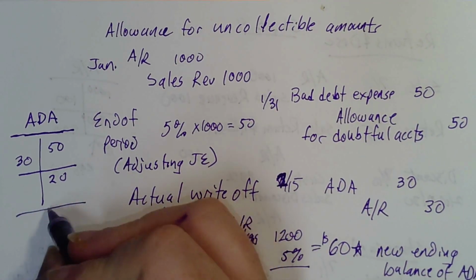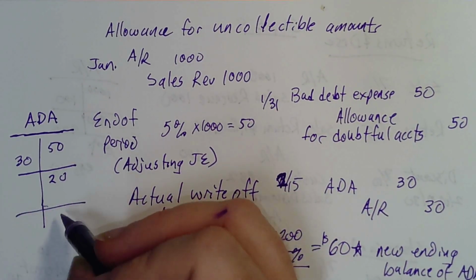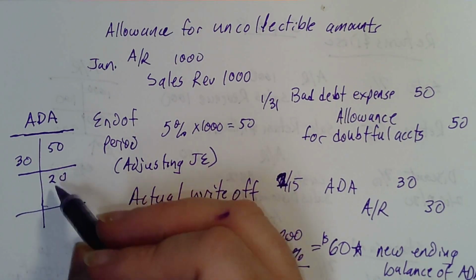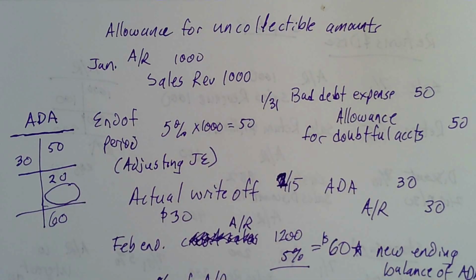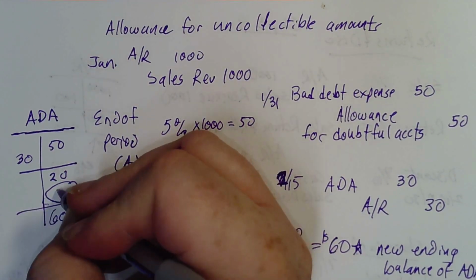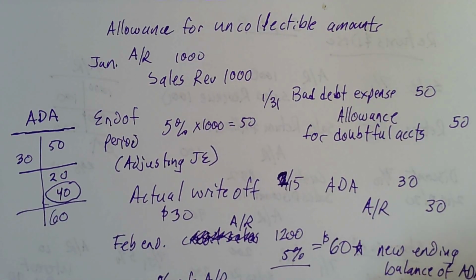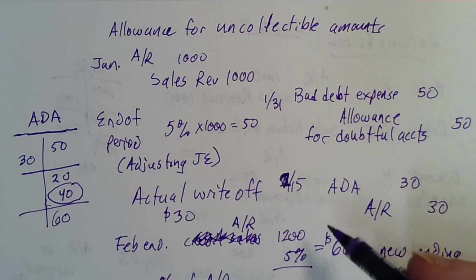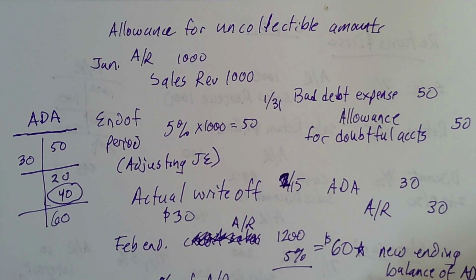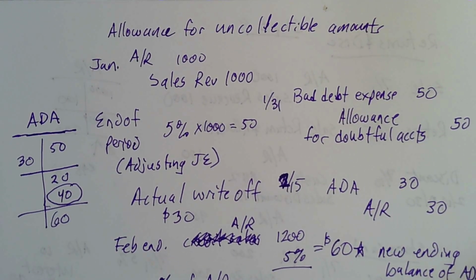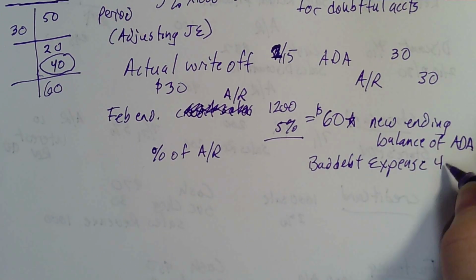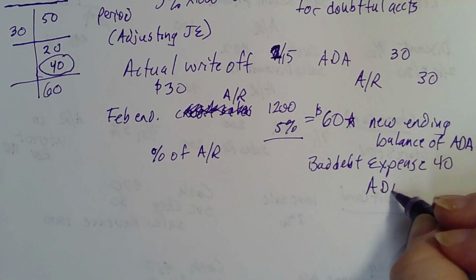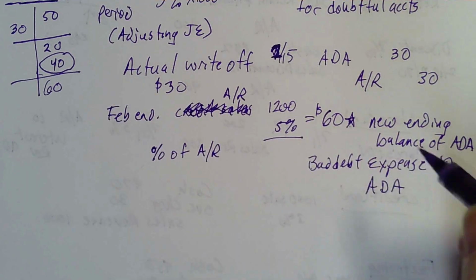So what do I mean by that? We've done this a couple of times, where we have a beginning balance and we have an ending balance, and the number that makes it work is going to be our actual journal entry. So this 40 here is going to be our new bad debt expense of 40, and it's going to go into ADA, right? Because you can see we've just put 40 into ADA.